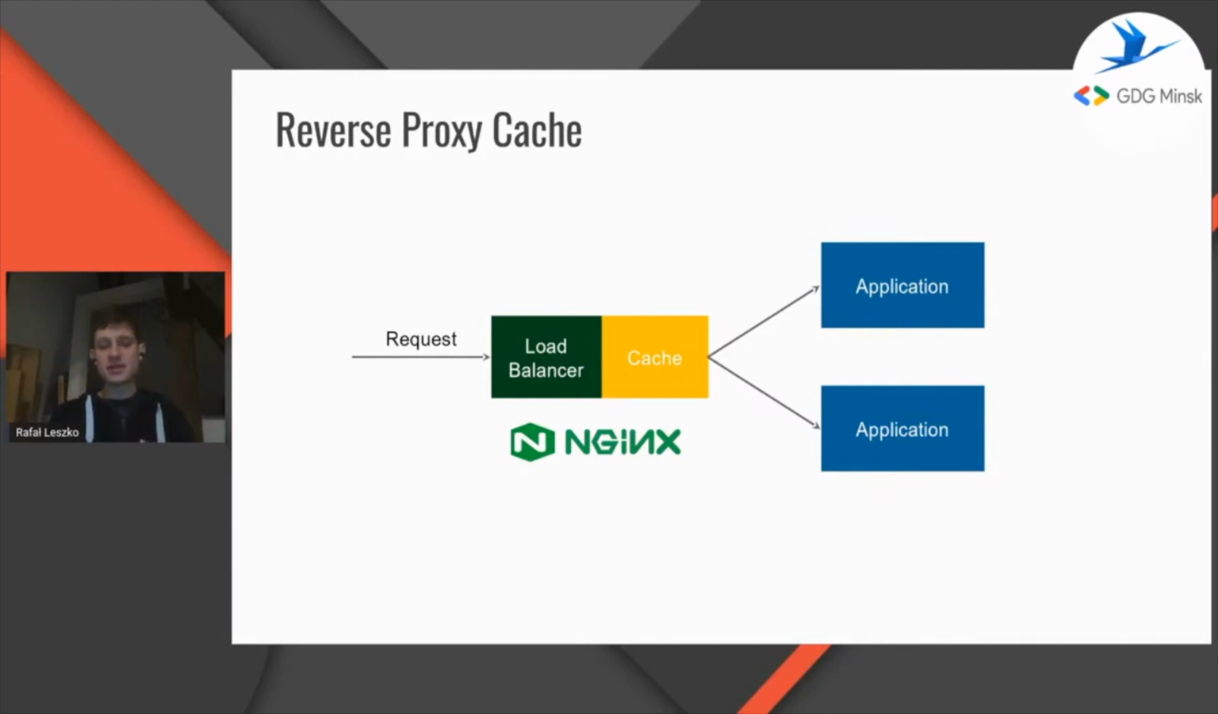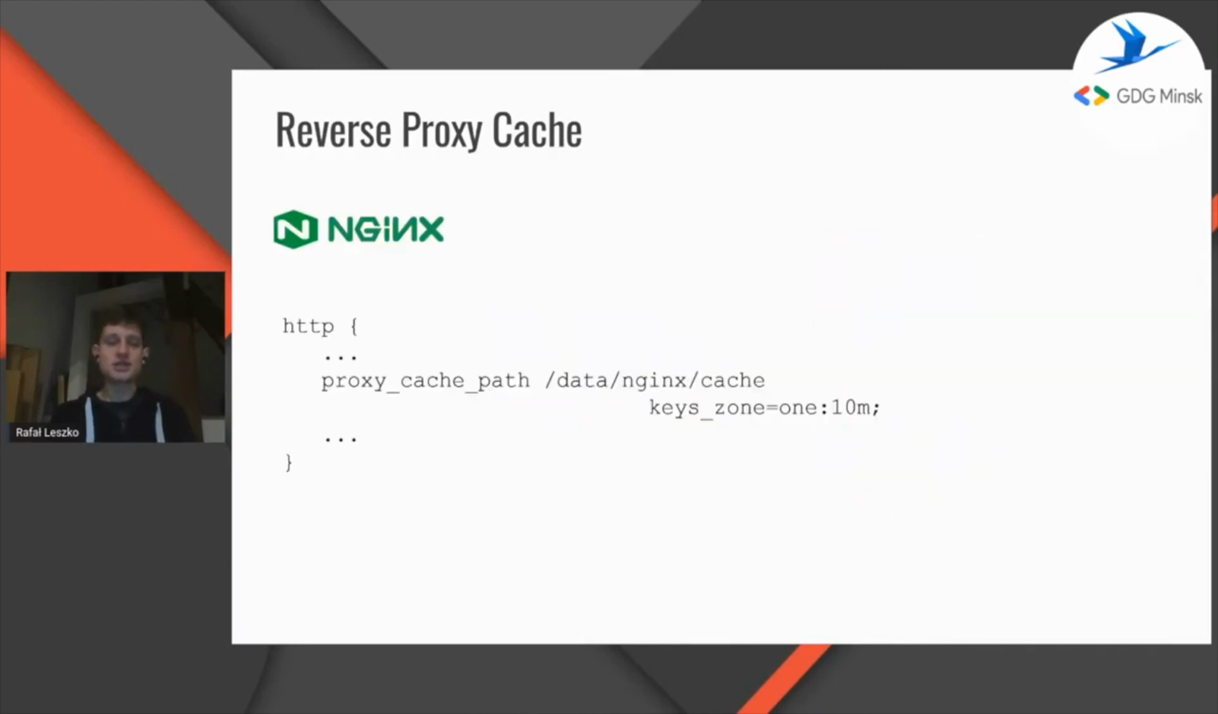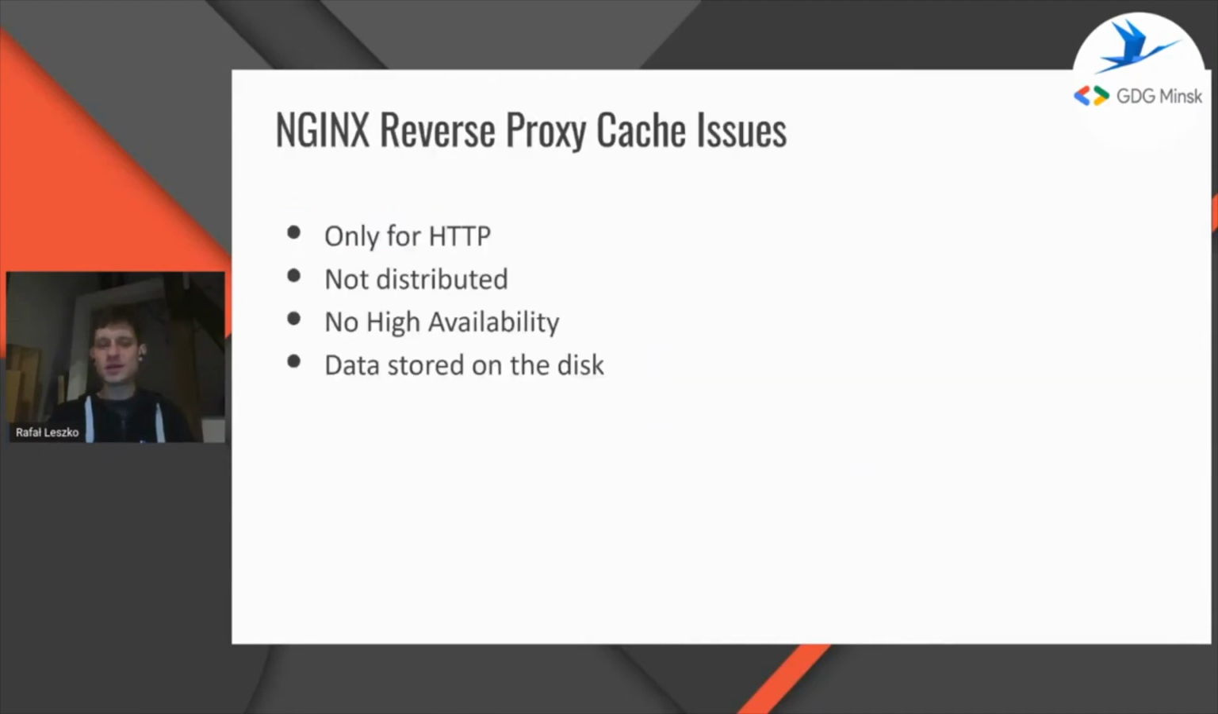If you would like to implement something like this, NGINX is a very good solution because NGINX supports caching. That is all you need to add to your NGINX configuration to add the caching layer. NGINX is good, but it has some drawbacks: it is only for HTTP, it's not distributed, it's not highly available, and data can be stored on the disk. NGINX offloads the data to the disk. It's slightly different from Hazelcast, which is only in memory, so you can trust that the data access is fast. Here you have to think about it.